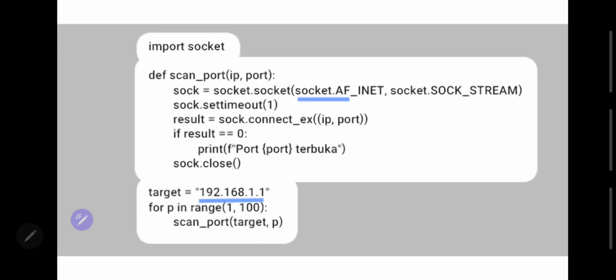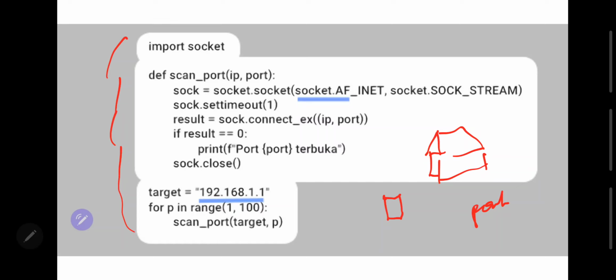Imagine you have a house and people want to enter into your house, and this code checks which doors are open. You can imagine the door as a port in a network, and this code checks which doors are open.